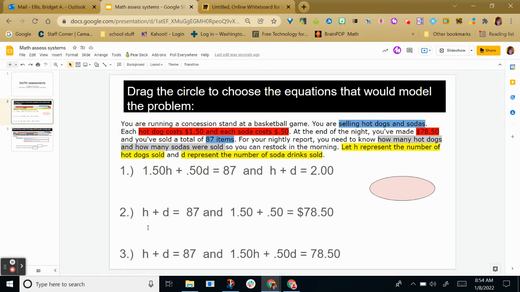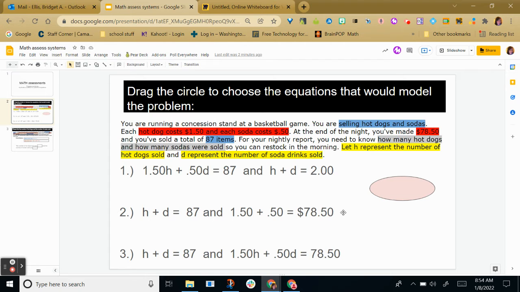Okay, let's look at the next one. It says the number of hot dogs plus the number of drinks equals 87. That looks good to me. And then it says $1.50 plus 50 cents equals $78.50. Ask yourself what's wrong with that one. What do you think?